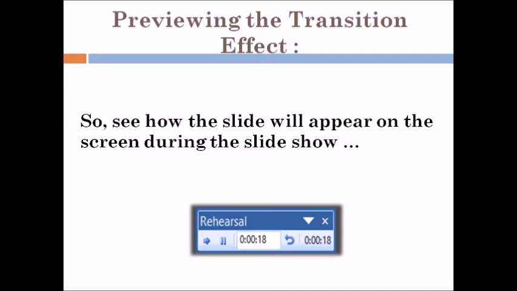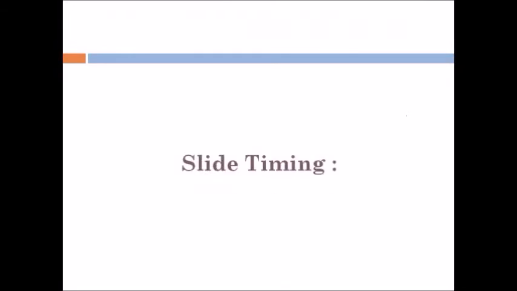Look at here, this is the slide timing, this is the next button, this is the pause button, this is our current slide timing, this is the repeat button, and this is the total timing of the slideshow. Next is the slide timing, which means you can control the flow of information on the slide during the slideshow, and you can set the timing for each slide of that presentation.